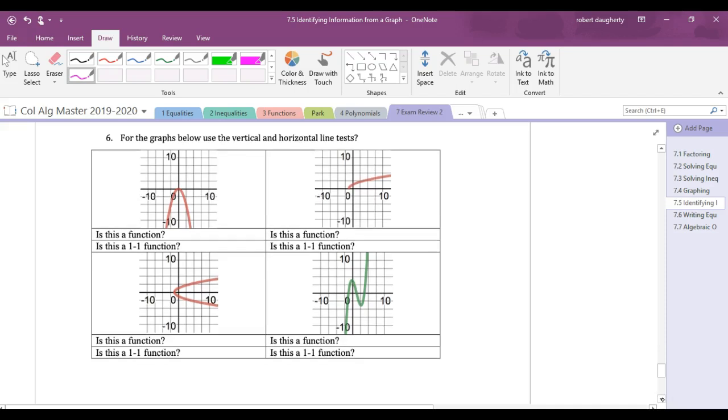So is this a function? Yes. Is it one-to-one? No. Is this a function? Yes. Is it one-to-one? Yes. Is this a function? It fails the vertical line test. No, it is not a function. Is this one-to-one? Well, no, it cannot be. Is this a function? Yes. Is it one-to-one? No.